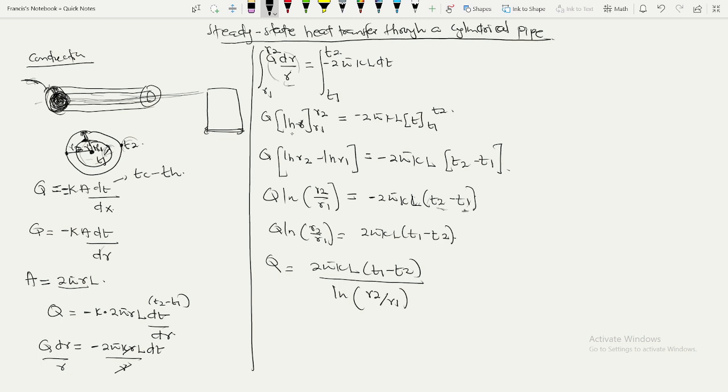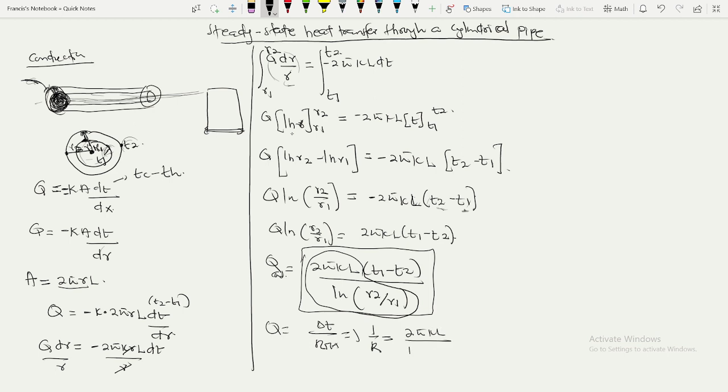So now it means that for heat conduction through a pipe, this becomes the equation for the heat transfer. Already we said that you can write heat transfer in the form Q equals change in temperature over R. So from this, 1 over R will be equal to the whole of this, which equals 2 pi KL all over ln R2 over R1.